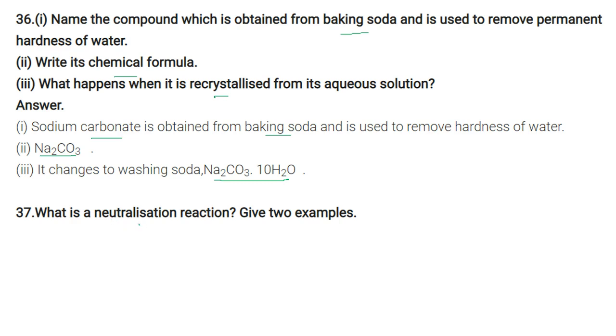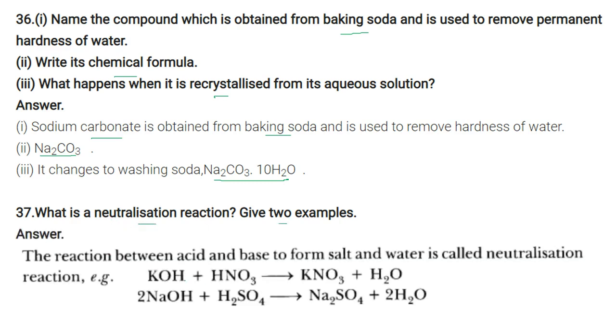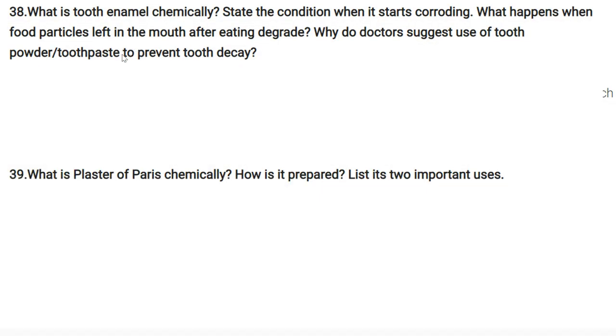What is a neutralization reaction? Give two examples. So the reaction between an acid, this is an acid, this is an acid, with a base, KOH is a base, NaOH is a base. So when they combine, they form salt, KNO3, Na2SO4, and this is called the neutralization reaction.